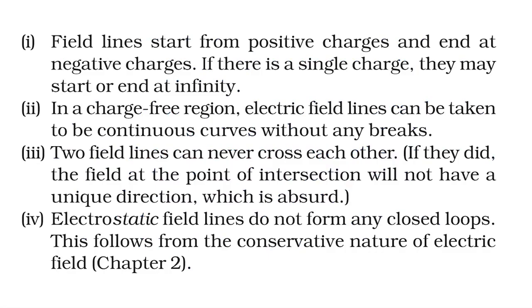Now let us see some significance of electric field lines. Electric field lines start from positive charge and end at a negative charge. If there is a single charge, they may start or end at infinity. In a charge-free region, the electric field lines can be taken to be continuous curves without any breaks. Two electric field lines can never cross each other. If they did so, the field at that point of intersection would not have a unique direction, which is absurd. Now electrostatic field lines do not form any closed loop. We will see this concept in the second chapter.